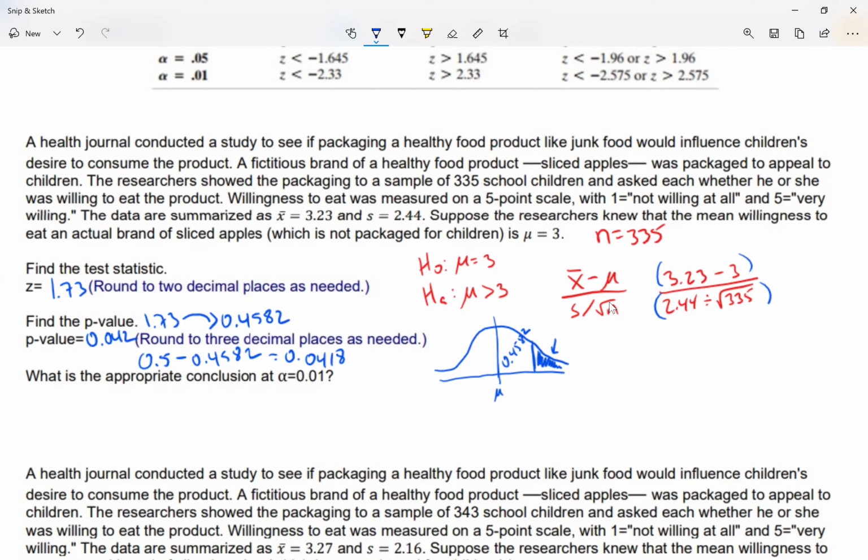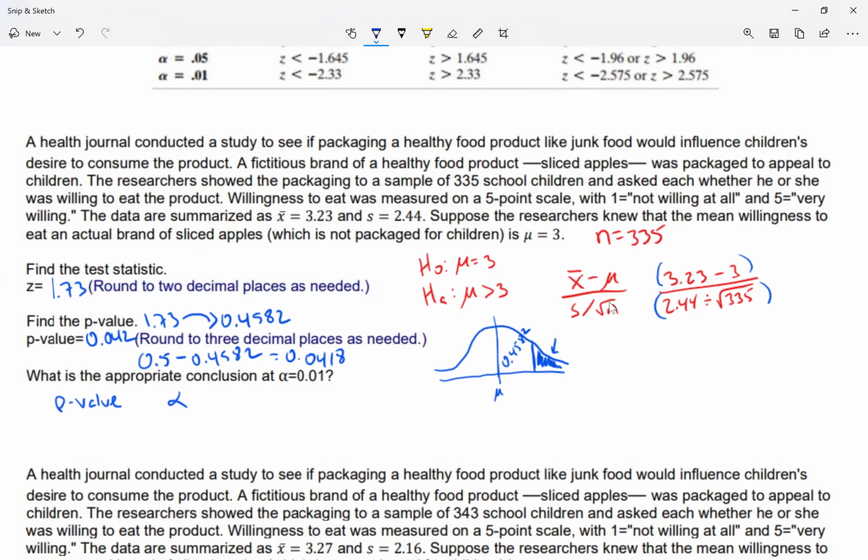Now, what is the appropriate conclusion at alpha equal to 0.01? Now I have to decide whether I accept the null hypothesis, or I accept the alternate hypothesis, or I keep the null hypothesis. Which one do I get? One thing I'm going to do is compare my p-value and my alpha.